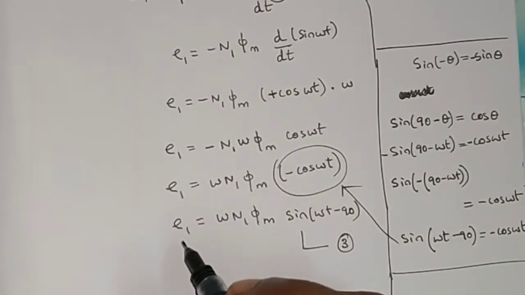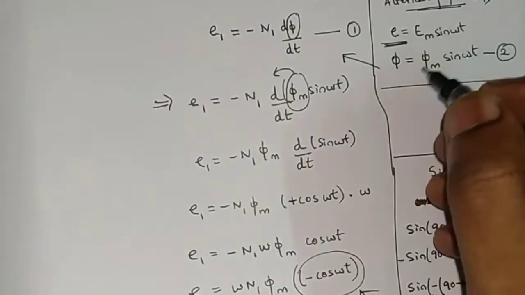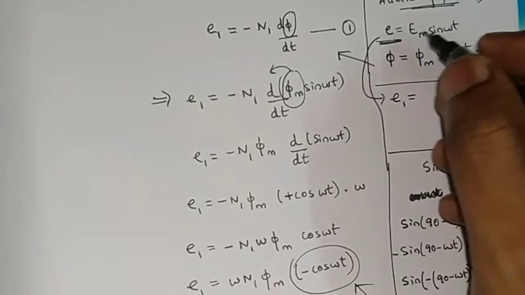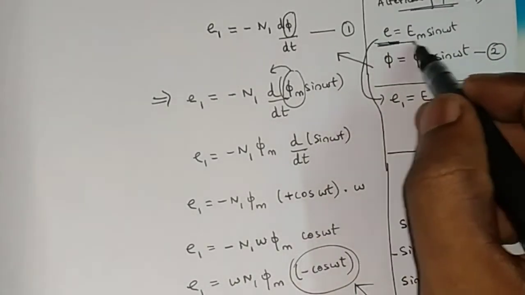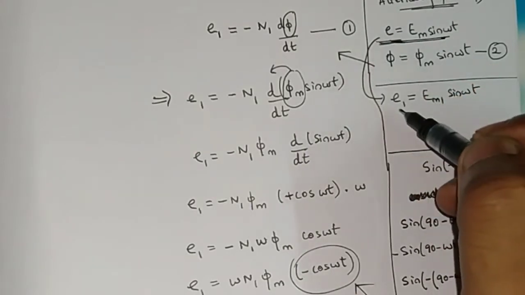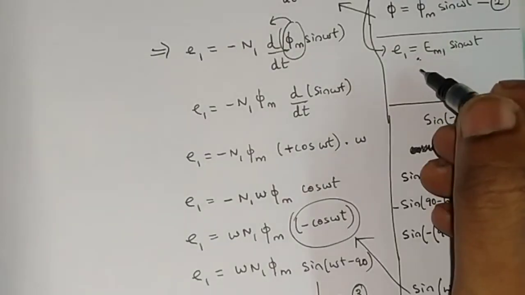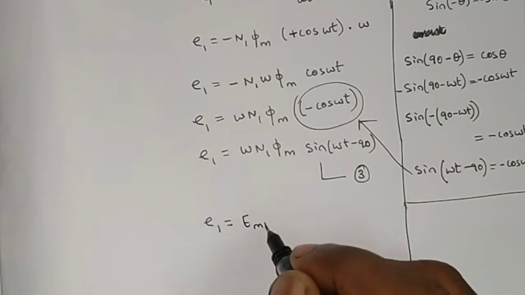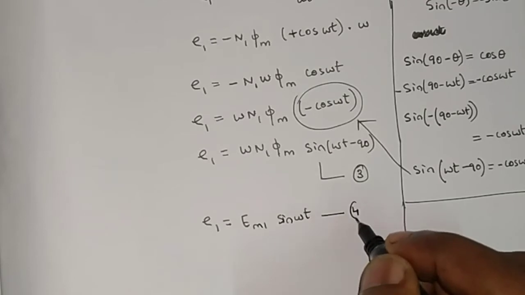Now I need to find the equation for EMF, that is, capital E1 and E2. We know that E is equal to Em sin omega t. If I want to write the same equation for E1, E suffix 1, it will be equal to Em1 sin omega t. Just refer to the general equation. So I am going to write down this general equation: E1 is equal to Em1 sin omega t. I will take this as equation number 4.